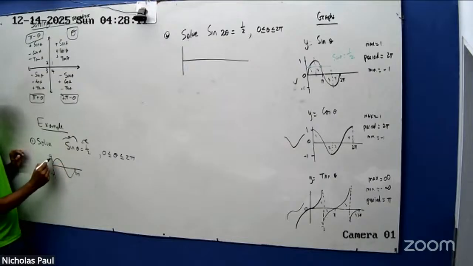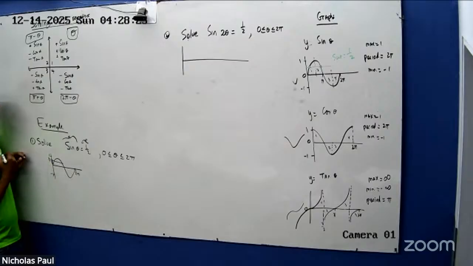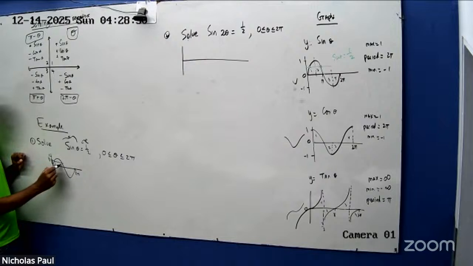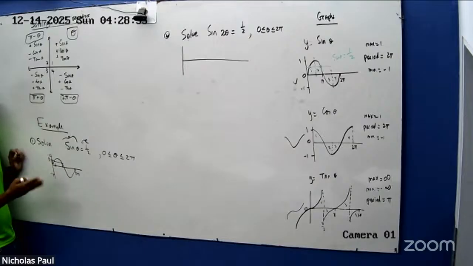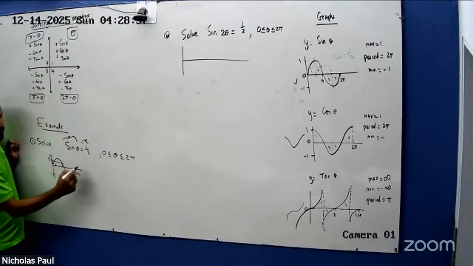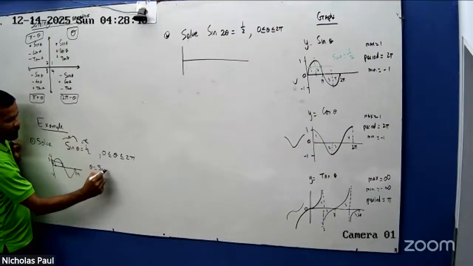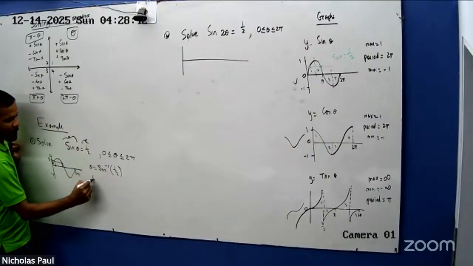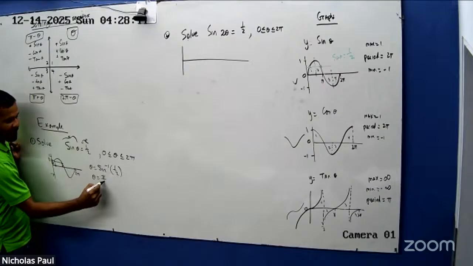Okay? Here's 1, here's 0, so I'll put in a half somewhere here. So we're going to get two solutions. We're going to get a solution here, and we're going to get a solution here. Graphically, you could have read it off, right? But we don't have any graph paper, right? So sine inverse a half, when you work it out, you'll get pi on 6.